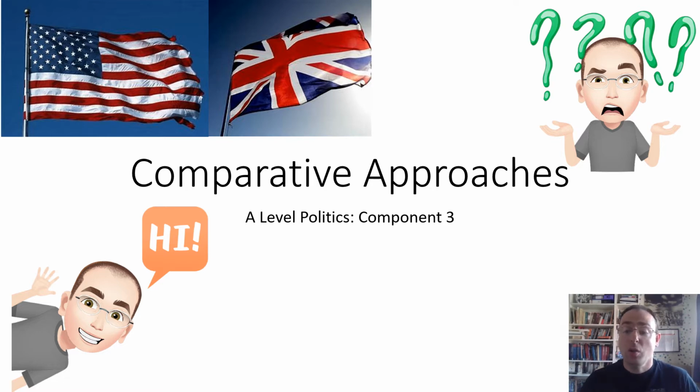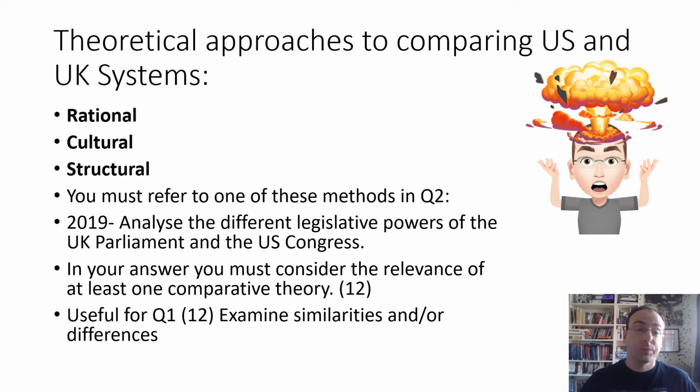I'm going to talk a bit about this and how you use it and some of the details about the different approaches. They are theoretical approaches to comparing the US and the UK system, and there are three of them: rational, cultural and structural. We're going to look at all three of those today in a bit more detail, and how they might be useful and why you might use them in looking at different elements depending on the question that you're asked.